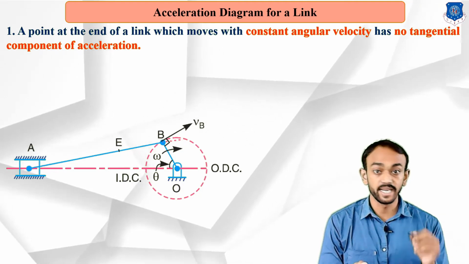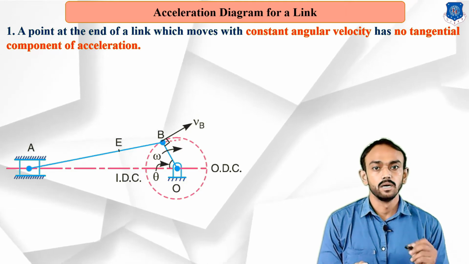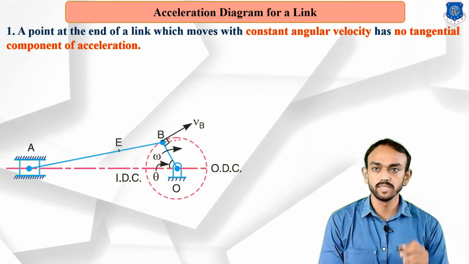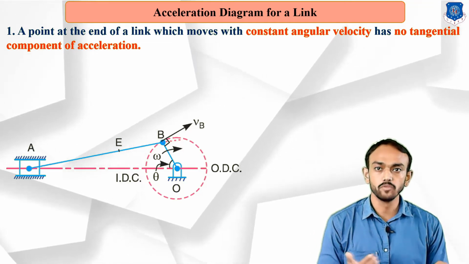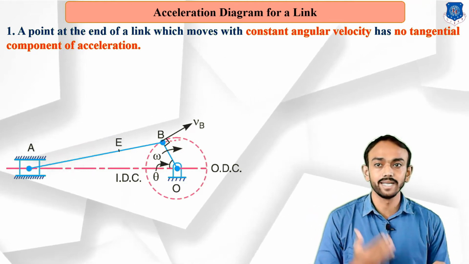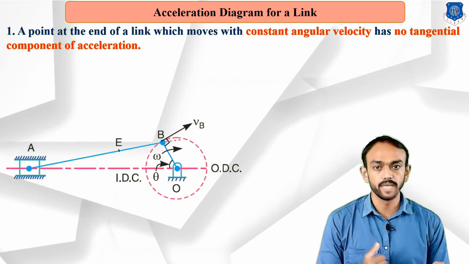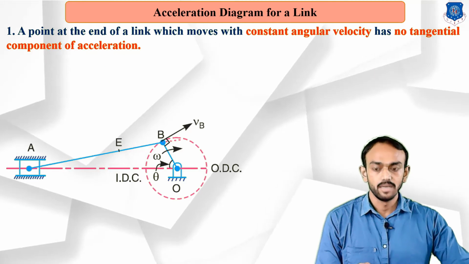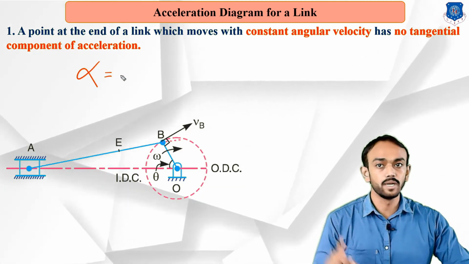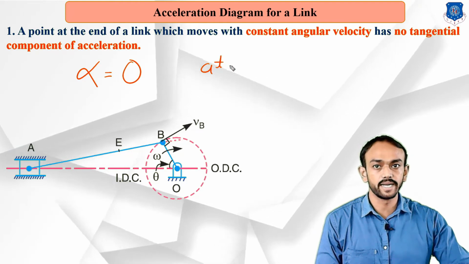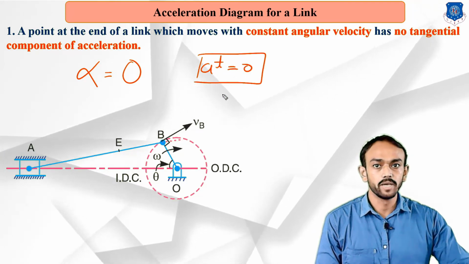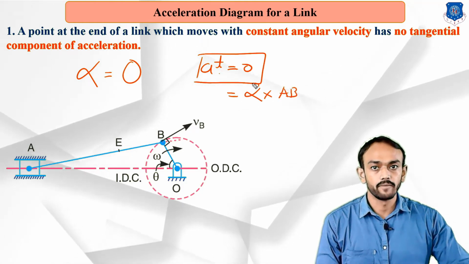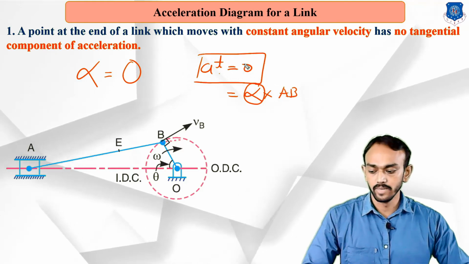Remember that whenever any crank has pure rotation with a uniform velocity, there will be no tangential component. The point at the end of a link which moves with a constant angular velocity has no tangential component of acceleration. Whenever the crank is rotating and alpha, the angular acceleration, is not given, then we take the tangential component as 0, because the tangential component is equal to alpha times the length of that link. When alpha is 0, our tangential component will be 0.